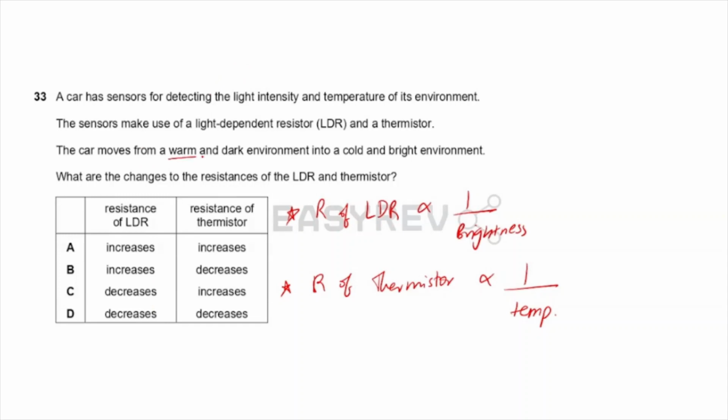When you're going from a warm to a cold environment, the temperature is dropping, which would cause the resistance of the thermistor to increase. So we can cancel out options B and D, right? Now let's look at the scenario of the LDR. For the LDR, we see that we're going from a dark to a bright environment, which means that the brightness is increasing, which will ultimately cause the resistance of the LDR to decrease. And so C is the correct answer.